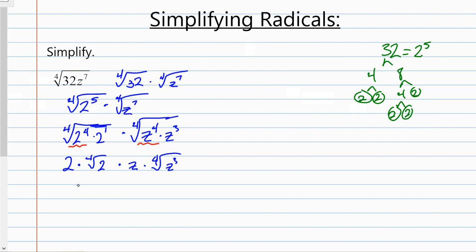So our final answer, I'm going to put everything to the front that isn't in the radical. And then I've got the fourth root of everything that stays inside the radical. So that's my 2z cubed.